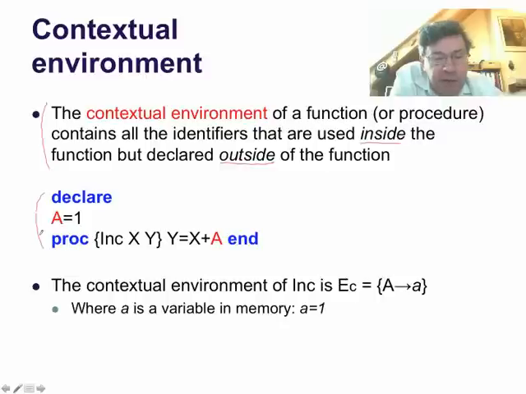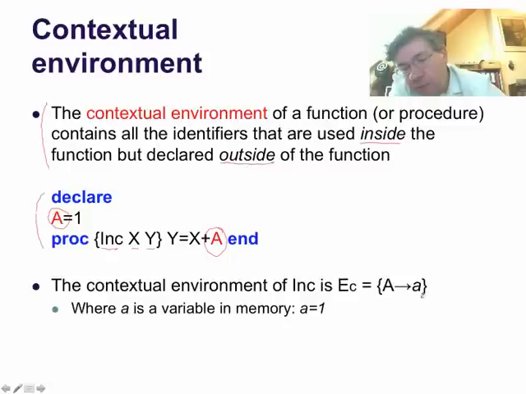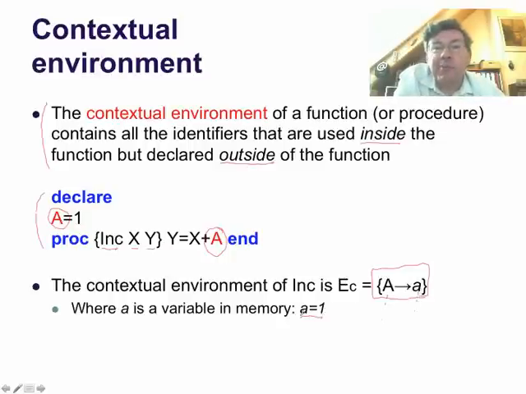Now let's see another example. Here we have a procedure inc, where it calculates y is equal to x plus a. Notice the a, this identifier here, is used inside the procedure inc, but it's declared outside. So a is part of the contextual environment of the procedure inc. So the contextual environment of the procedure inc is this function here, which makes the a identifier correspond to the little a variable, and this little a variable is going to be bound to 1 in this example.